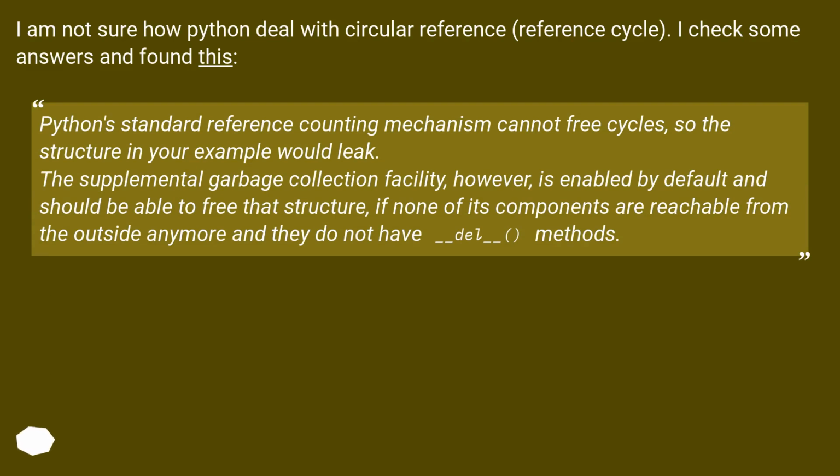Python's standard reference counting mechanism cannot free cycles, so the structure in your example would leak. The supplemental garbage collection facility, however, is enabled by default and should be able to free that structure if none of its components are reachable from the outside anymore and they do not have __del__ methods.